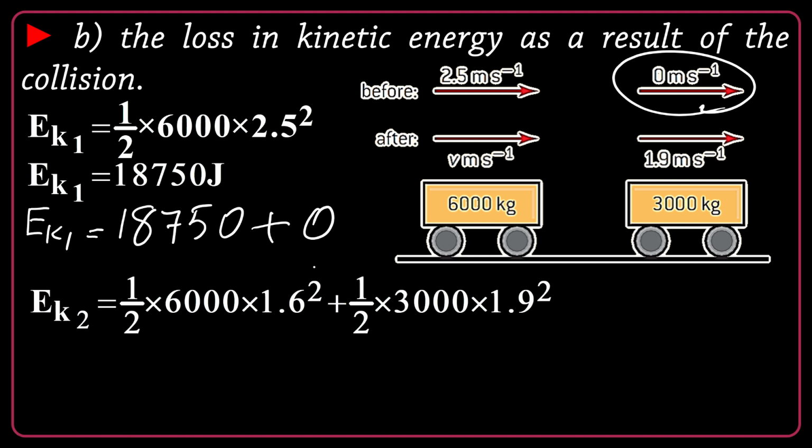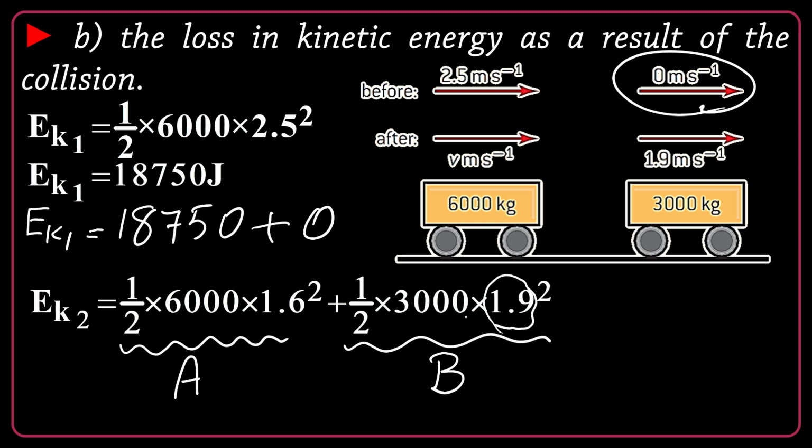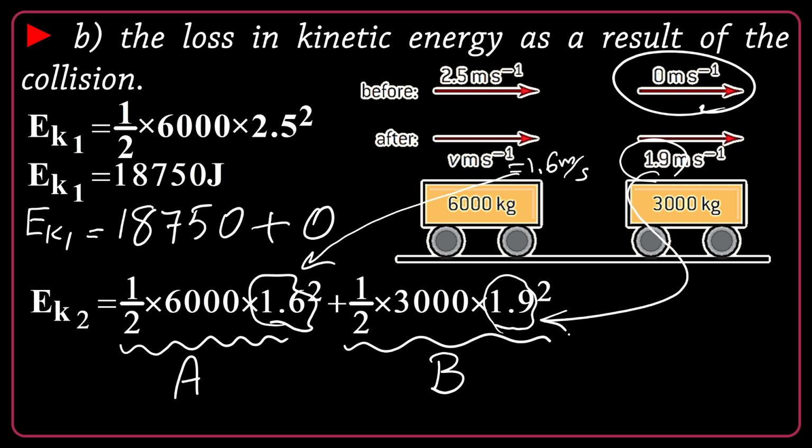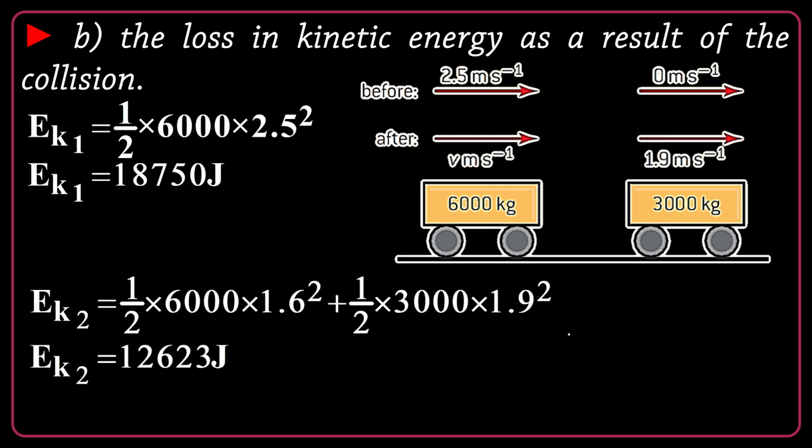After the collision, I have two kinetic energies, for cart A and for cart B. On the previous page, I found the velocity of object A to be 1.6 meters per second. You see that here, and 1.9 is given. Anyway, after calculation, it will be 12,623 joules, the total kinetic energy of the system after the collision.